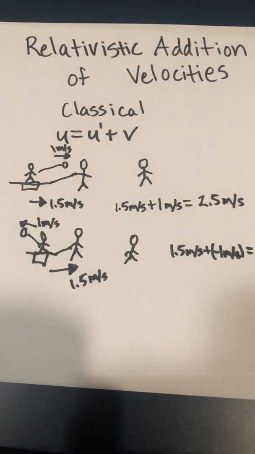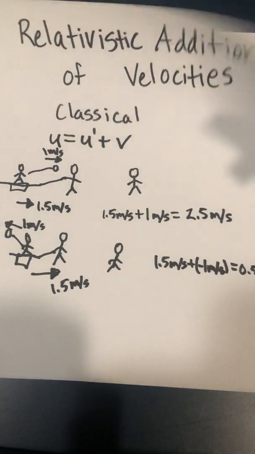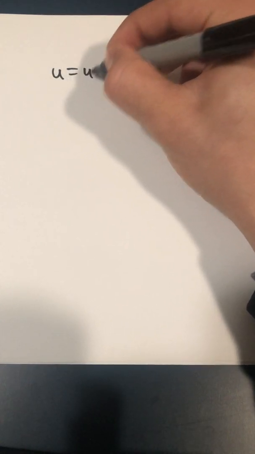And so classically, this is how we've understood how velocities add. But when we get to higher speeds, you'll see why this no longer works. So let's work another problem to illustrate this. According to our classical understanding, u will be equal to our u prime plus our v.